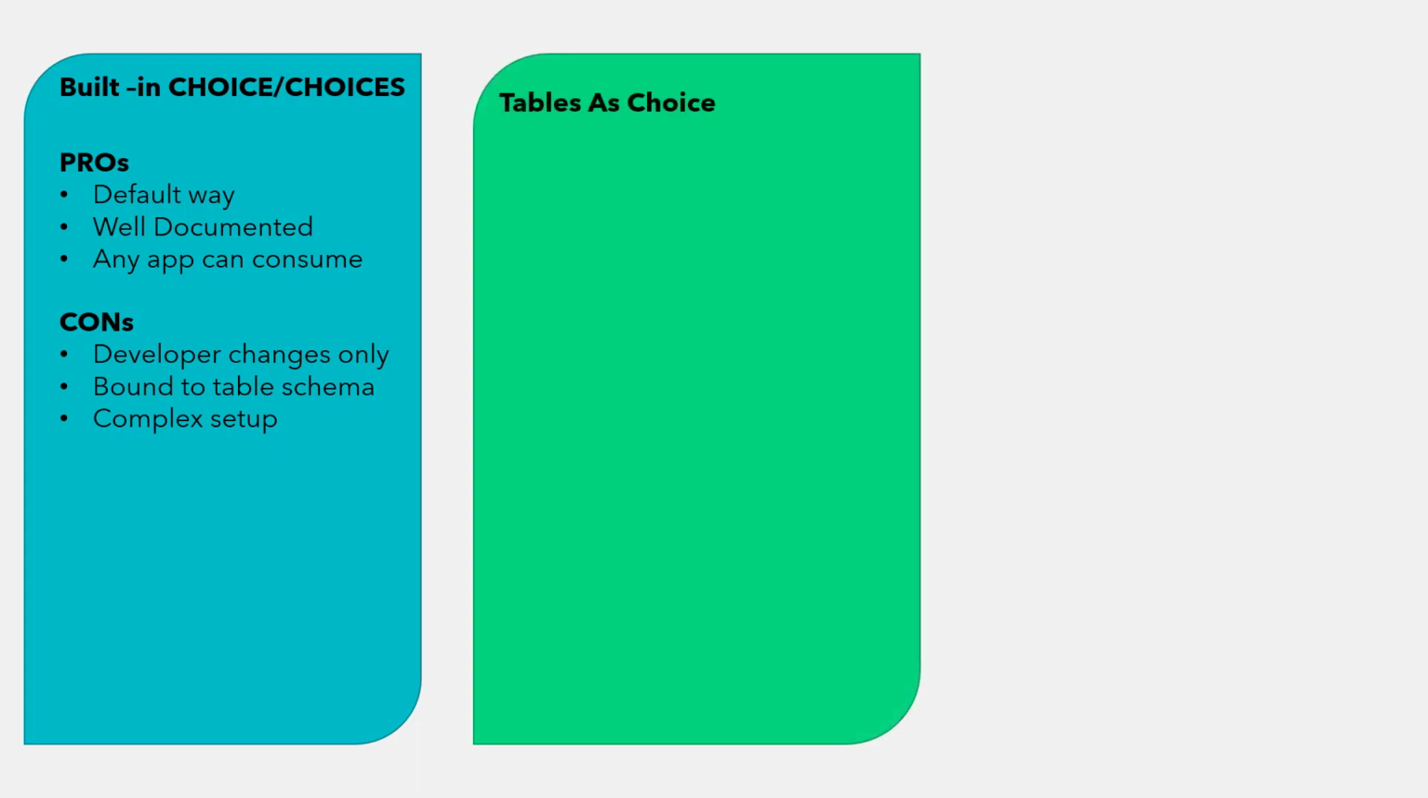Here's a really great choice, and I see a lot of people doing this, and I often tell people to do this as well. It's called Table as a Choice. Instead of doing the built-in version, you just simply create a table inside of Dataverse, and this table will hold each and every one of your choices as a row. Because of that, it's super flexible, and it's easy to use.